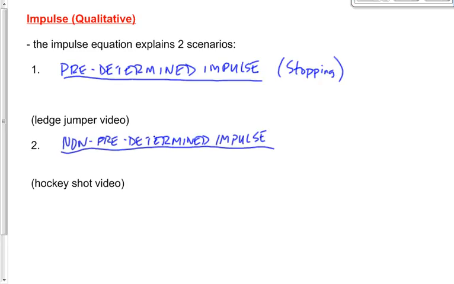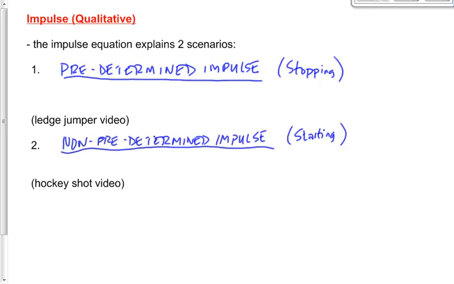Now, when we have a non-predetermined impulse, we don't have an object that's stopping. We have an object that is starting. Now, it's not necessarily starting from rest. We gave you an example yesterday of a golf ball that's sitting on a tee that, of course, is starting at rest. But the same thing would apply to a baseball that's being pitched towards you. You swing the bat and hit the ball. You're starting an object, or you're starting it moving in the opposite direction, or you're starting it moving faster, or something like that. Typically, in that situation, you want to impart as much impulse as possible.